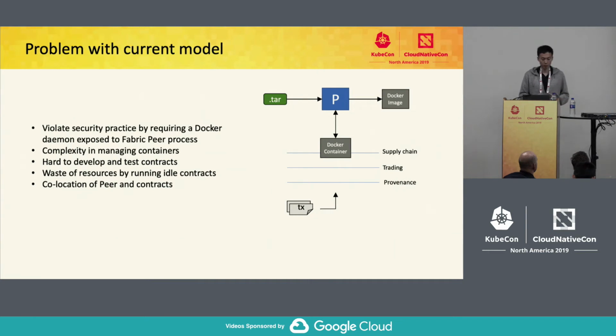And the fourth one is waste of resources, because let's say you deploy thousands of contracts on one peer. Basically, you have thousands of containers running on the same host as the peer, and they are probably idle, doing nothing when there's no transaction coming in, which is pure waste of resources. And also, we covered the co-location of peer and contract. They are currently running on the same host.